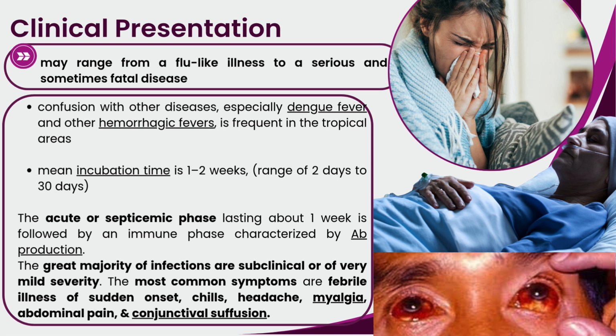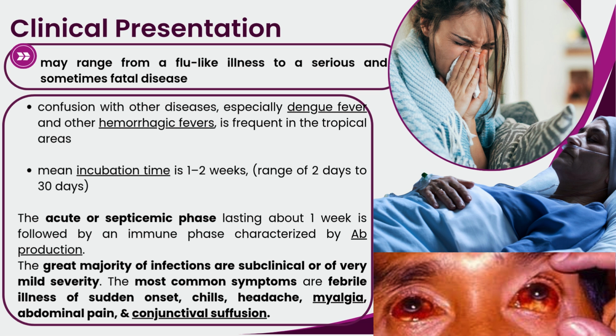So, the clinical presentations usually may range from a flu-like illness to a serious, sometimes fatal disease. Confusion with other diseases, especially dengue fever and other hemorrhagic fevers, is frequent in tropical areas. The mean incubation time is 1 to 2 weeks, with a range of 2 days to 30 days. The acute or septicemic phase lasts about 1 week and is followed by an immune phase characterized by antibody production. The great majority of infections are subclinical or of very mild severity.